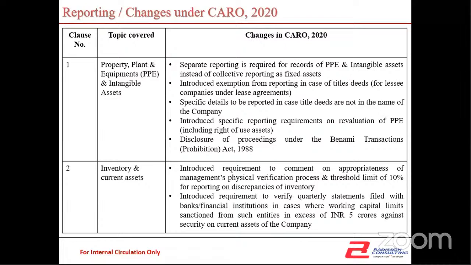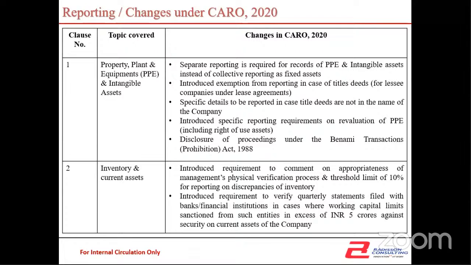Point number four, introduced specific reporting requirements on revaluation of property, plant, and equipment, including right of use assets. Under this clause, the auditor is required to report whether any revaluation has taken place. Next, whether that revaluation has been carried out by a registered valuer. And the last thing he needs to report is, if for any class of assets revaluation has been conducted and the amount of change is more than or equal to 10%, then the auditor is also required to report the change amount.